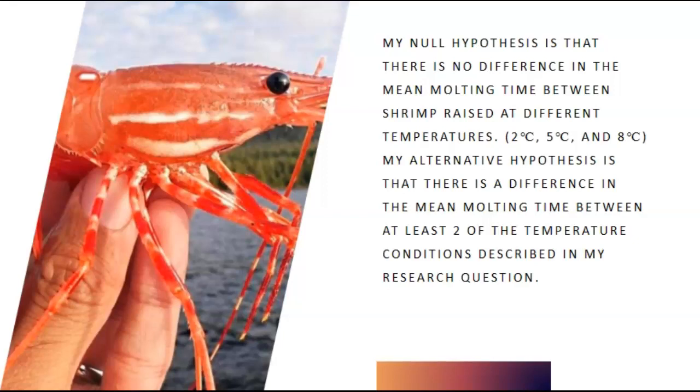My null hypothesis is that there is no difference in the mean molting time between shrimp raised at different temperatures, 2 degrees, 5 degrees, and 8 degrees Celsius at least. My alternative hypothesis is that there is a difference in the mean molting time between at least 2 of the temperature conditions described in my research question.